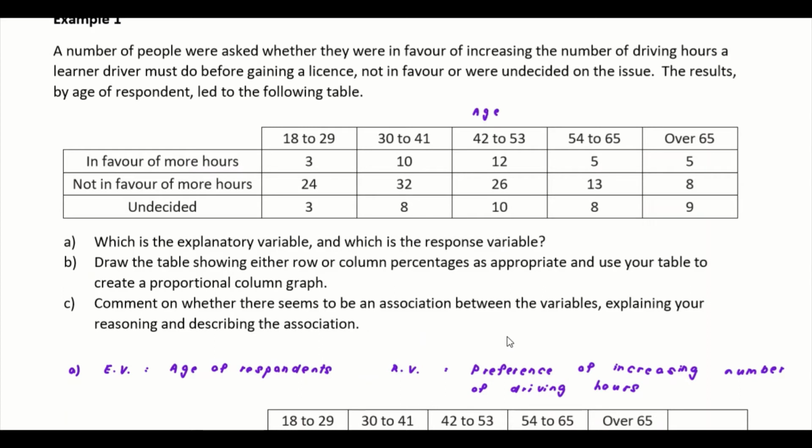Now part B: draw the table showing either the row or column percentage as appropriate, then use your table to create a proportional column graph. This is very important here because it's the time that you need to decide whether you are going to use row or column. We can write down here: this is our EV and this is our RV, right?